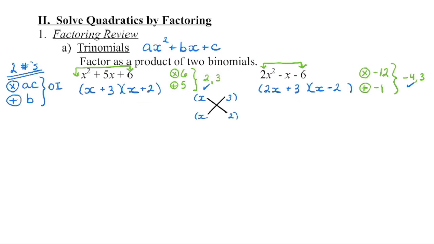Quickly FOIL this back. So 2x times x is 2x squared. Negative 4x plus 3x is that negative 1x. 3 times negative 2 is negative 6.